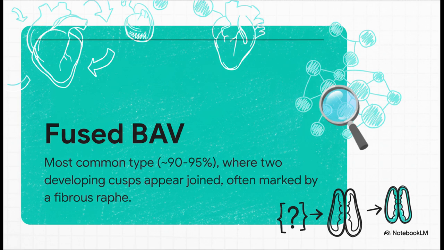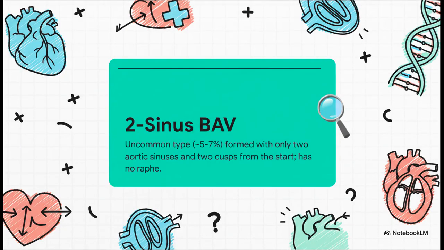It forms when two of the three baby leaflets fuse together as they're developing. This leaves behind a little fibrous ridge, kind of like a seam, called a raphe. And spotting that raphe is now a huge part of the diagnosis. Next is the two-sinus BAV, which is a lot less common.